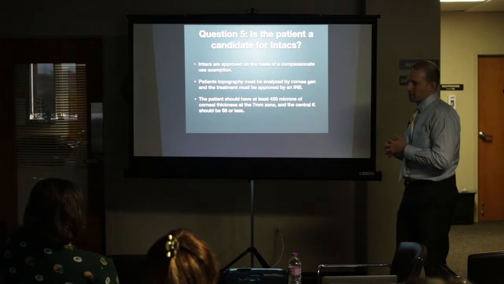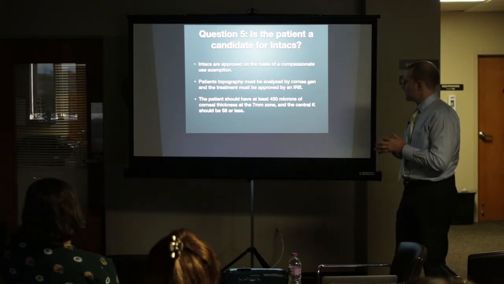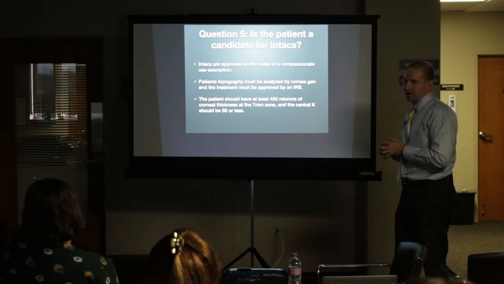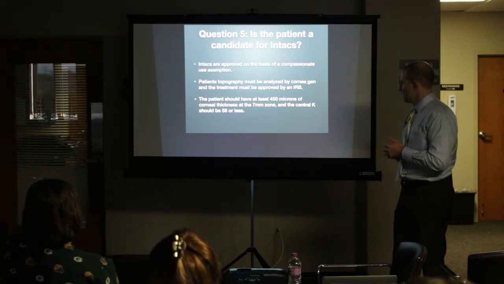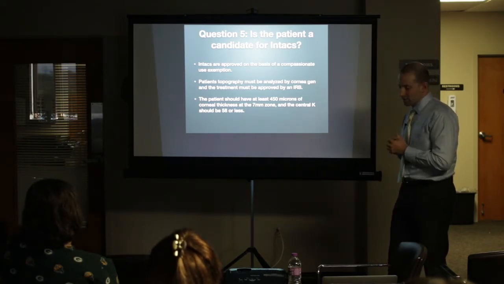Really the central cornea should be 58 or less in order to safely implant the Intacs and not have it be too shallow or too deep. So you have to have a certain thickness there. And not everybody has that much thickness that has keratoconus.